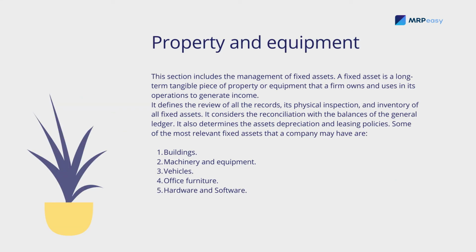Property and equipment. This section includes the management of fixed assets. A fixed asset is a long-term tangible piece of property or equipment that a firm owns and uses in its operations to generate income. It defines the review of all the records, its physical inspection, and inventory of all fixed assets. It considers the reconciliation with the balances of the general ledger. It also determines the asset's depreciation and leasing policies.